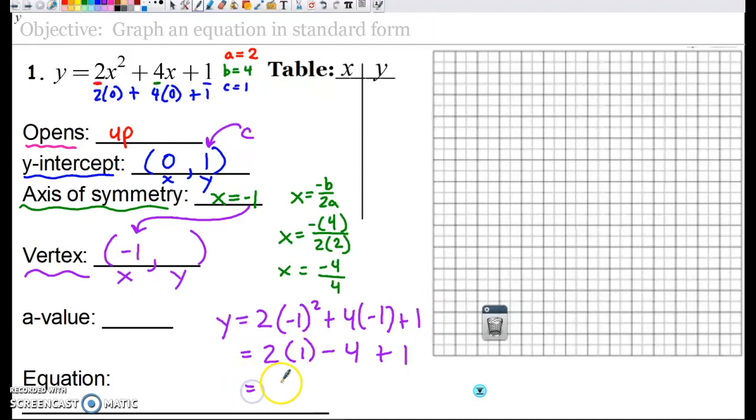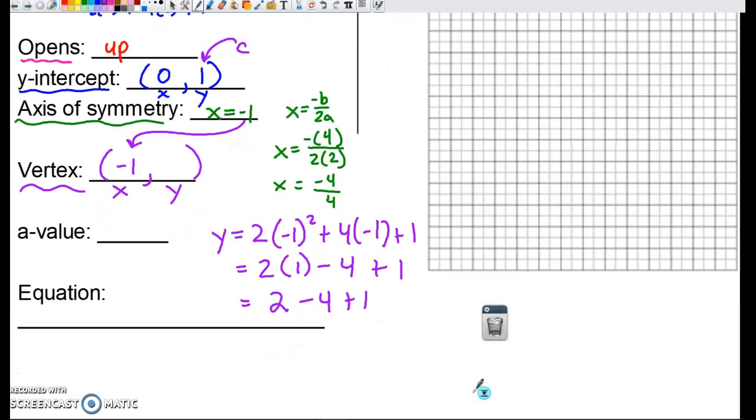Now I do the 2 times the 1. I get 2 minus 4 plus 1. Now I can add and subtract all this together. So 2 minus 4 is going to be negative 2, plus 1, and I get negative 1. Negative 1, negative 1 is going to be my vertex. What's the a value? Well, it is 2. We already know that. Let's go ahead and plot my equation now.